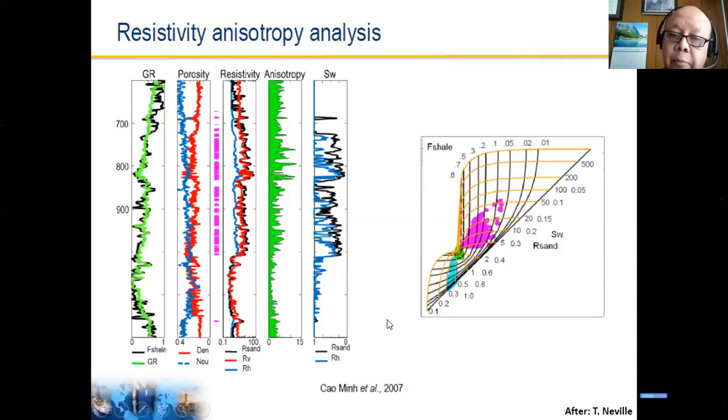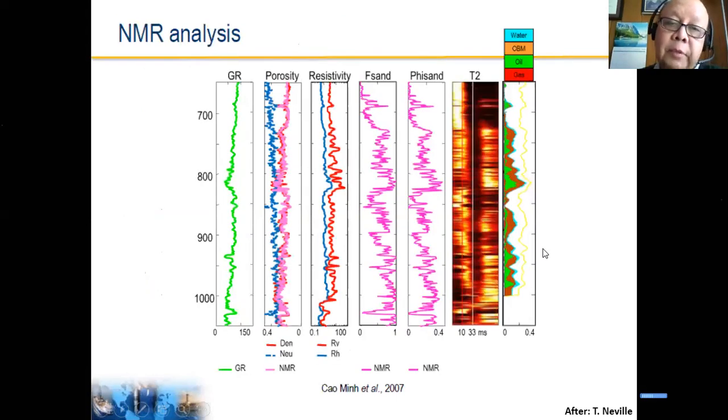So those data points are being plotted on here. Then from that, we can compute the fraction of the shale. We can compute the SW and the RSEN. In the same well, when the NMR was run, and then using the NMR analysis, this is what it looks like.